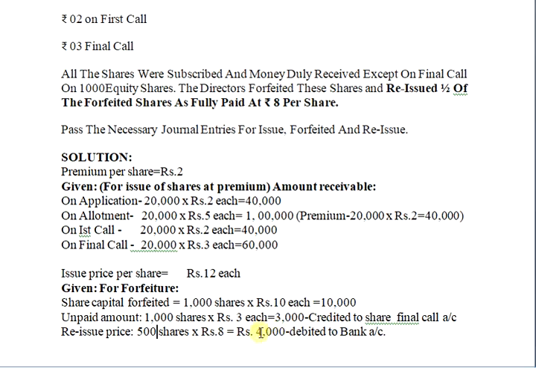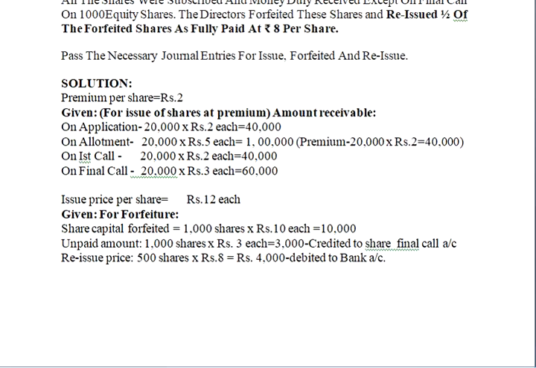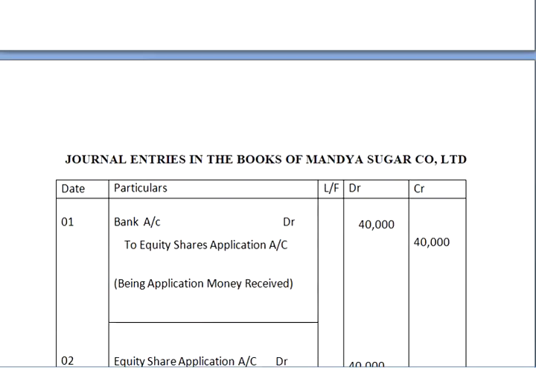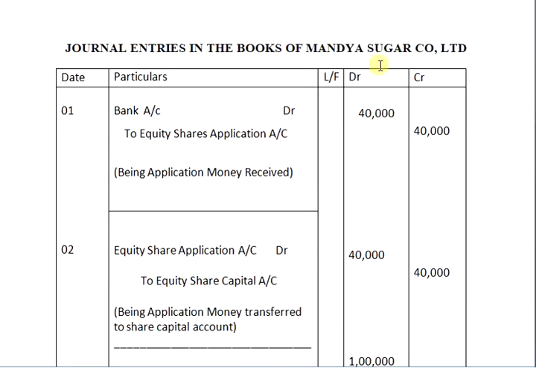That means we are receiving the amount of 4000 through reissue and it should be debited to the bank account. Now we can move to the journal entries on this problem. Journal entries in the books of Mandia Sugar Company Limited. The first two transactions are related to the application.